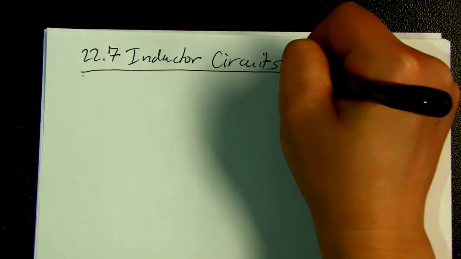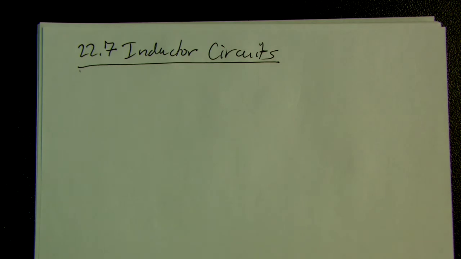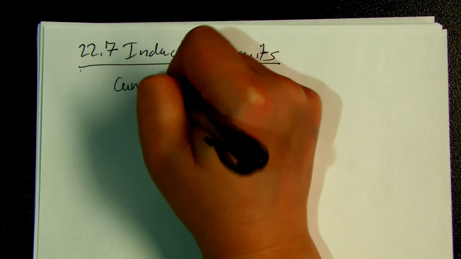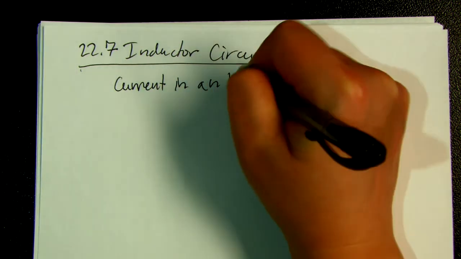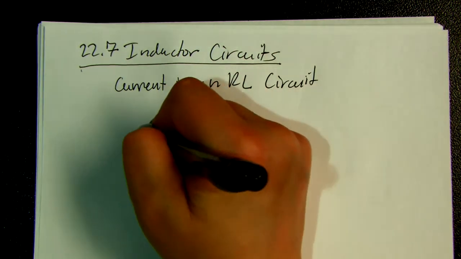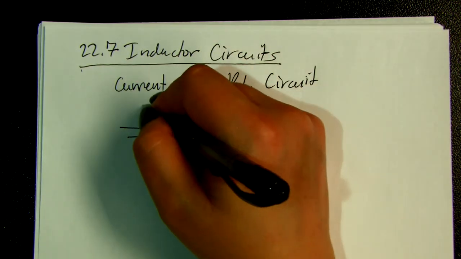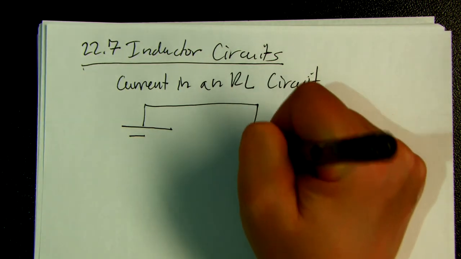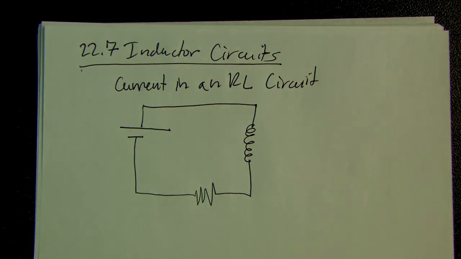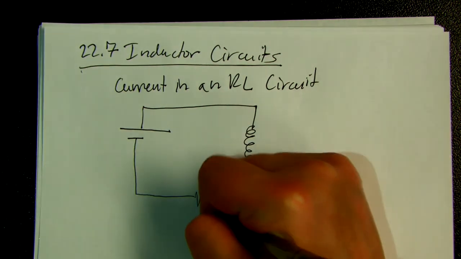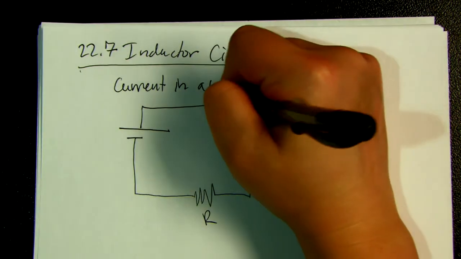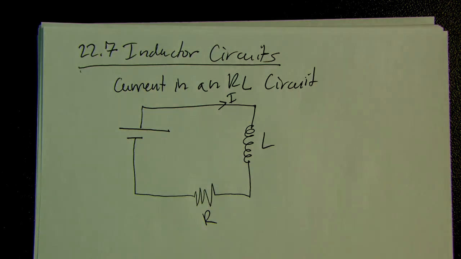Yes, this is one of the green sections, but it's actually important, so we're going to do it. All right, so we're going to start with current in an RL circuit. This is an RL circuit. It has a resistor, and it has an inductor, and we've got some current I running through it.